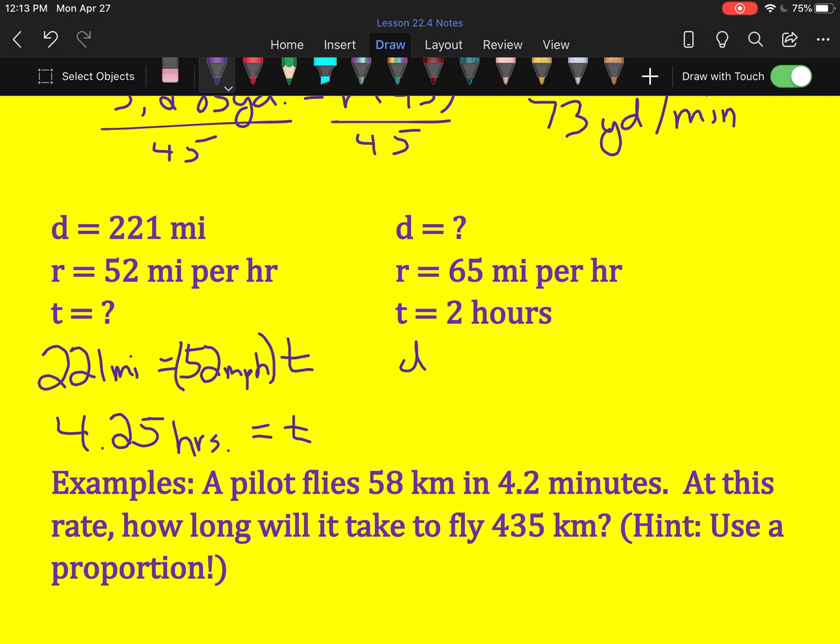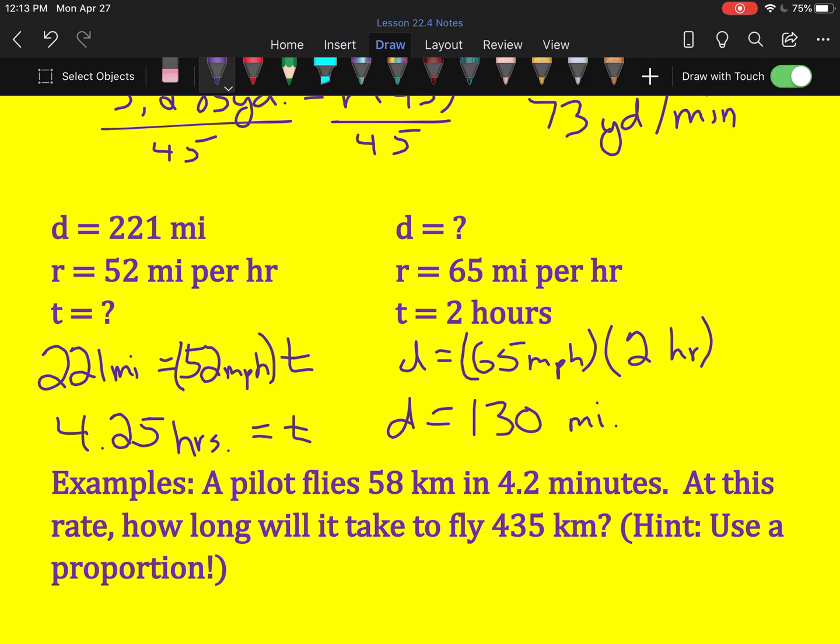My next example, I don't know the distance, but I do know the rate is 65 miles per hour, and I know the time is 2 hours. So when I multiply those, 65 times 2 is 130, and if the rate is miles per hour, that means the distance is in miles. So 130 miles. You're probably noticing here that the rate will contain the other two units of the measurement. So miles per hour here. Distance is miles, time is hours. In the first example, our answer was in yards per minute. That meant the distance was in yards and the time was in minutes.